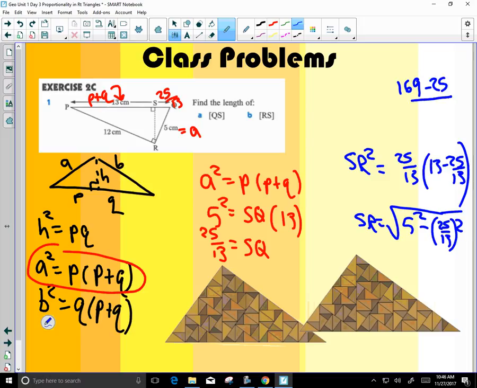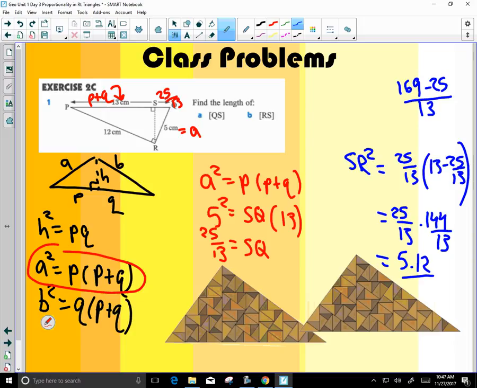169 minus 25, over 13. What is that? 144. So this is 25/13 times 144/13. What's neat about this is what's the square root of 25? 5. Square root of 144? 12. Square root of 13 squared? 13. So this is going to be 60 over 13. That'll be SR. So actually, Shane, were you the one who said this? Nice. I would agree. Use H squared equal to P times Q.